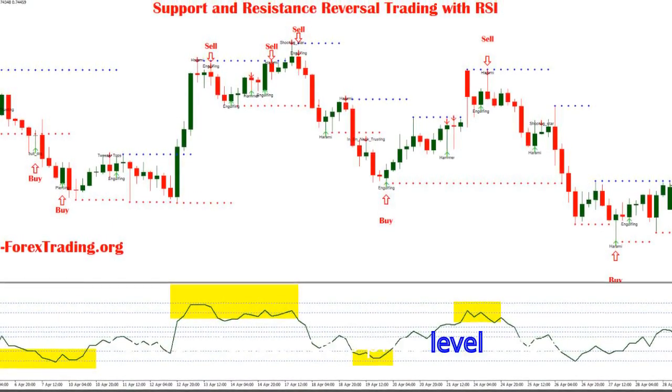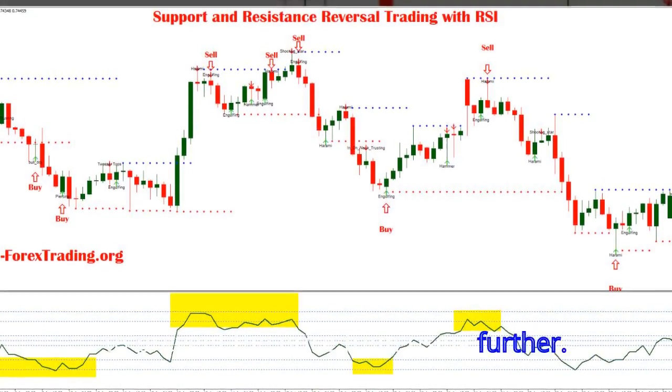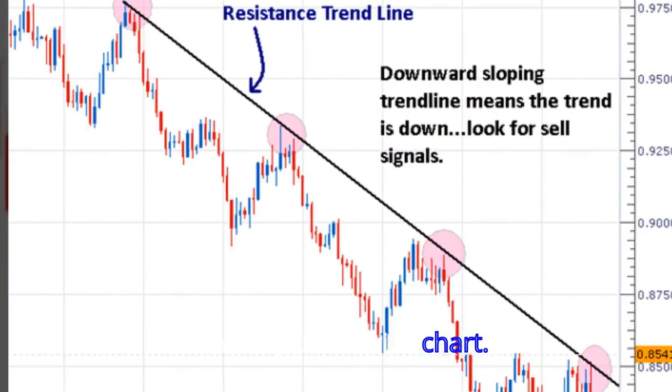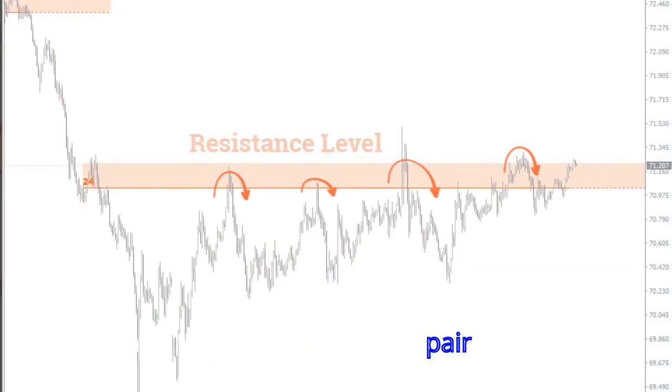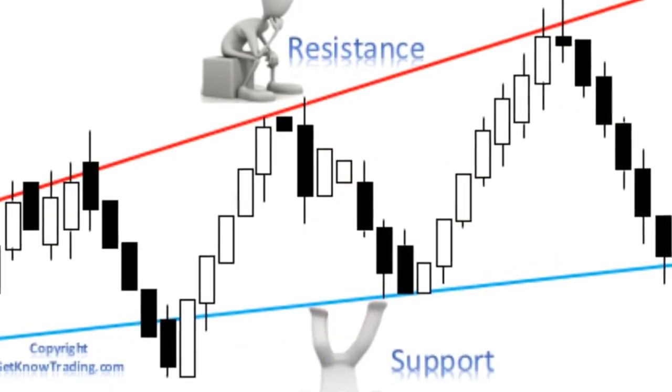Resistance is a price level where the supply of a currency pair is strong enough to prevent the price from rising further. It is often referred to as the ceiling of a currency pair's price chart. When the price of a currency pair reaches a resistance level, traders expect the price to fall back down.